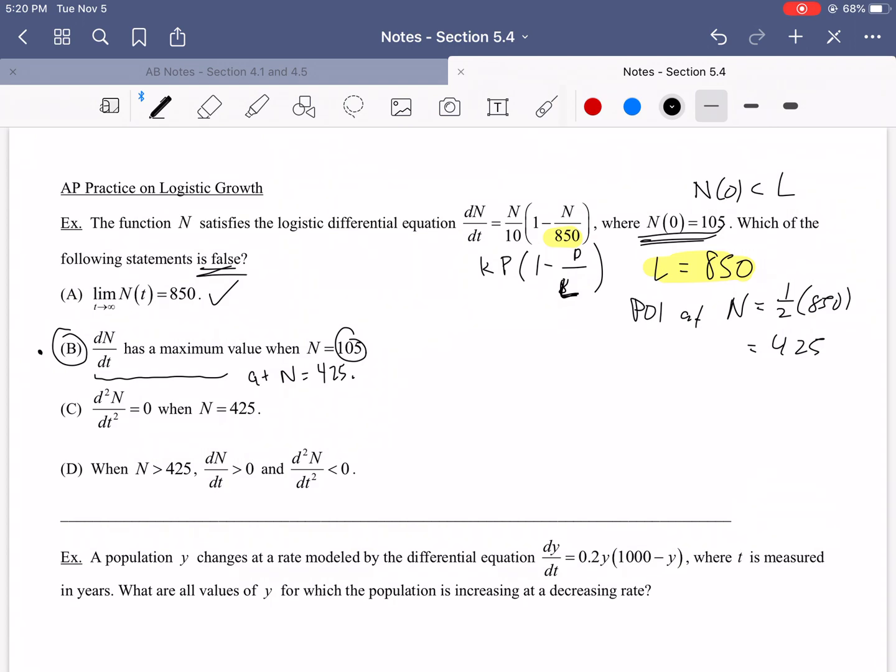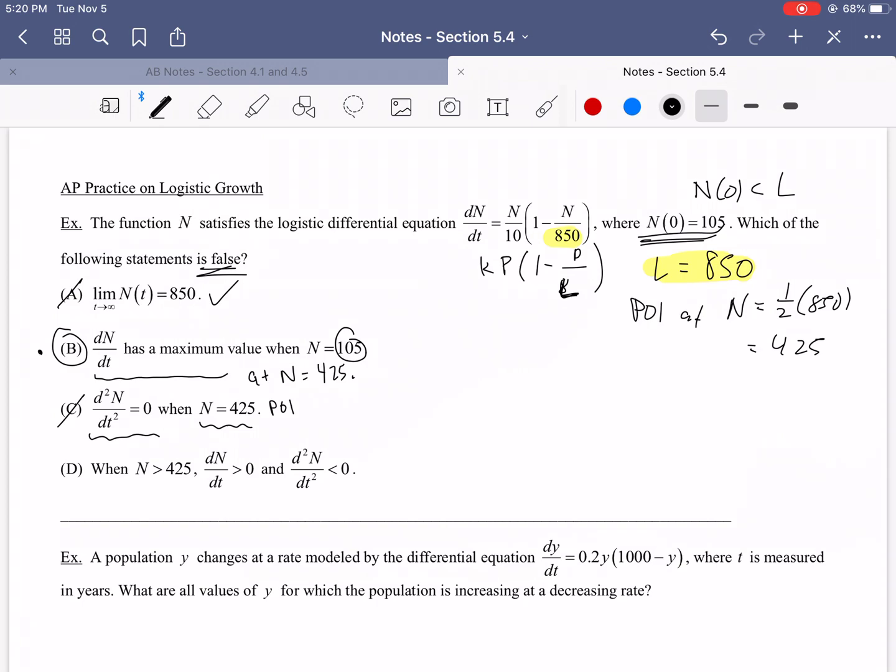So letter C, the second derivative equals 0 when n is equal to 425. I know that's where my point of inflection is going to occur. And so it would make sense that my second derivative is equal to 0 there. And so I know that that's a true statement. I'm also going to mark out A since I knew that was true.